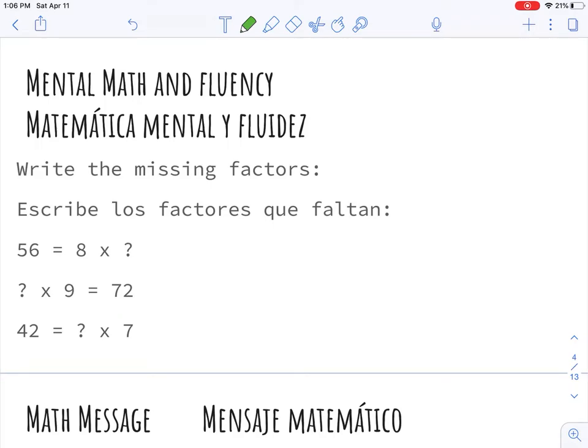All right, and then here's our last slide for these. 56 is 8 times what? What times 9 is 72? And 42 is what times 7? Pause the video if you need to for a little bit more time. So we remember 5, 6, 7, 8. 56 is 7 times 8. So 56 is 8 times 7. 8 times 9 is 72. And 42 is 6 times 7.